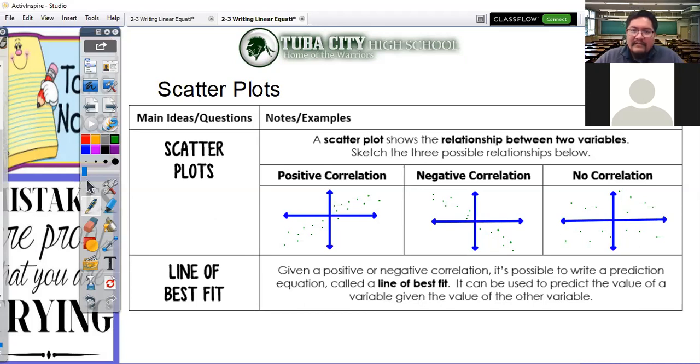And then you have a line of best fit. This is what you would use for an equation or something, and you would use it to predict the value. So you can use it as a prediction tool as well. So again, just fill in some of those dots. That's all you've got to do for this one.